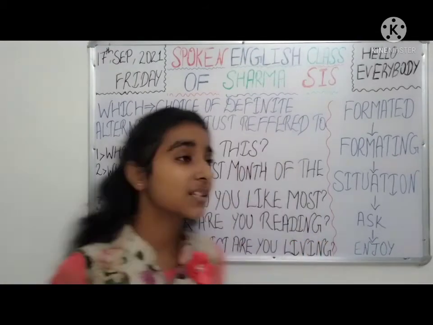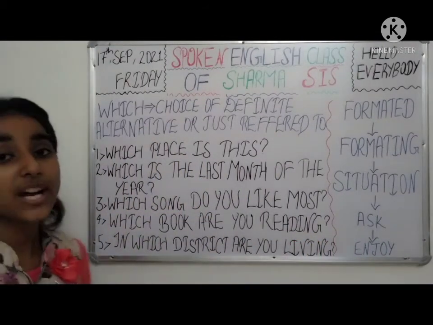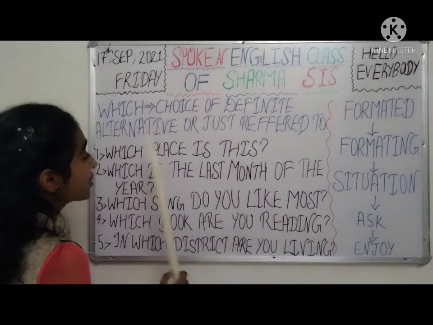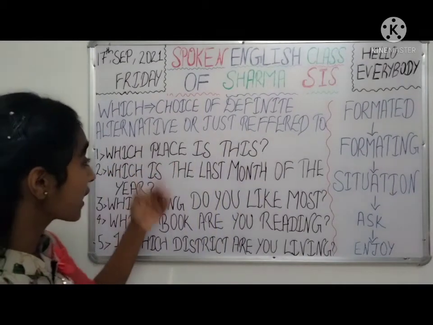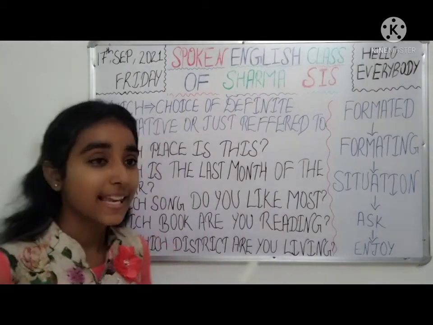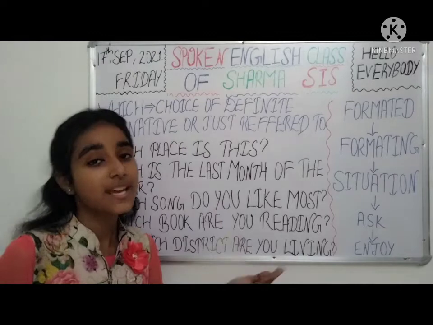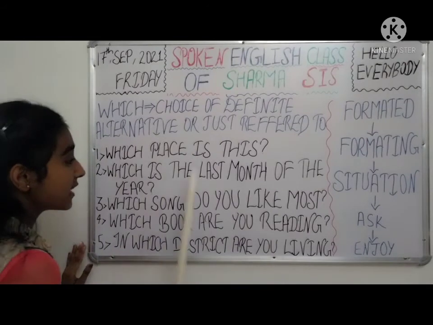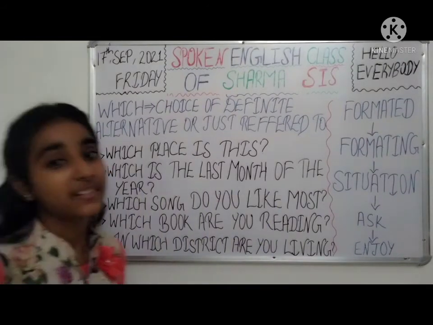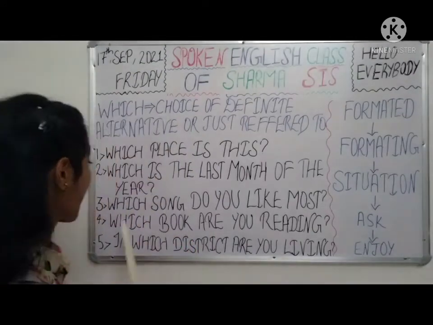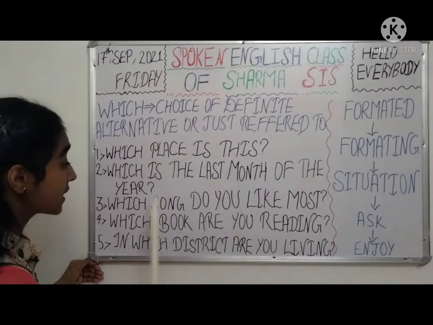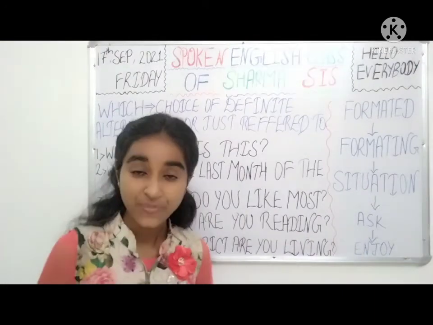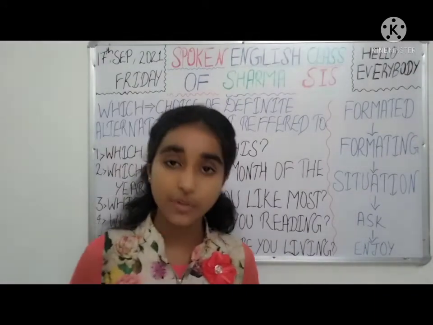So now slowly we will read out these questions and I will try to give you the answers. The first question is, which place is this? You can say the answer according to your situation, like this is school, this is house, etc. Next is, which is the last month of the year? December is the last month of the year. Which song do you like most? You can say the answer according to your situation. Whatever song you like, you can say that.